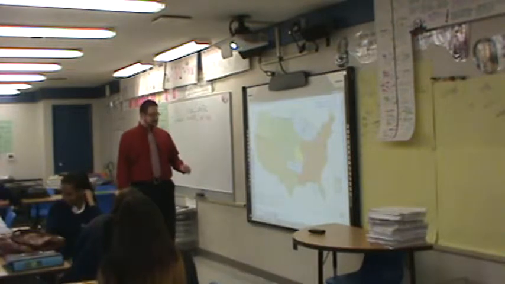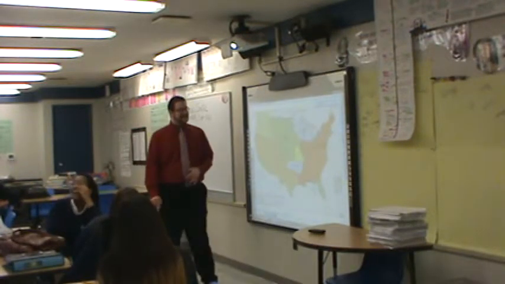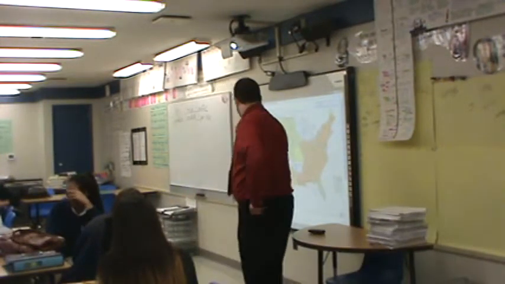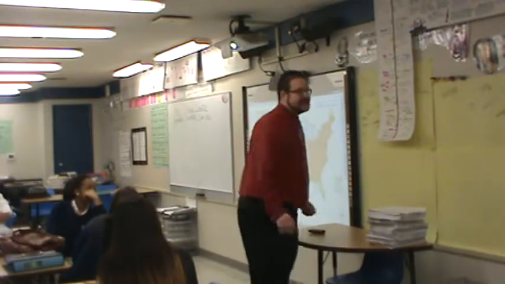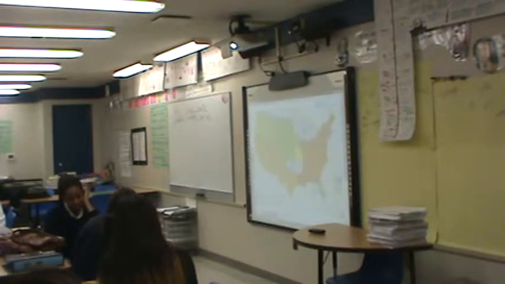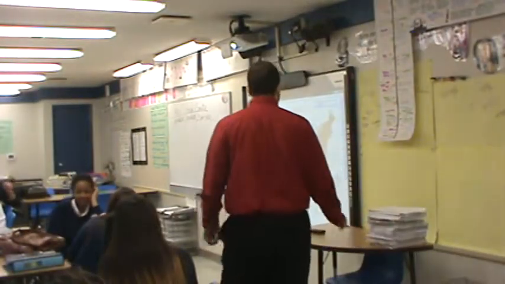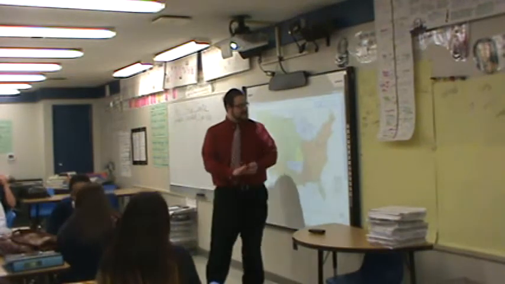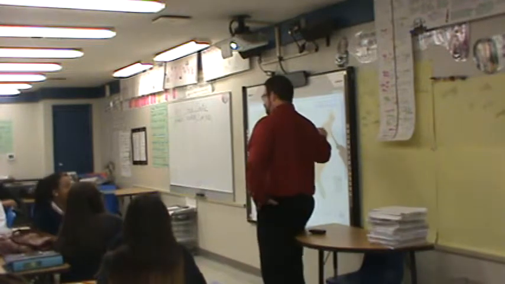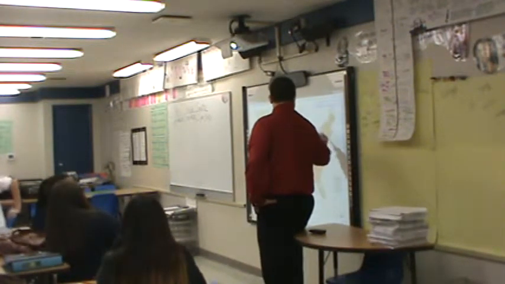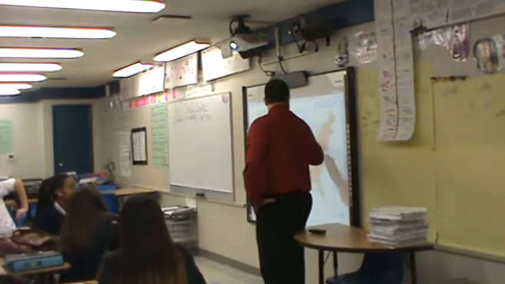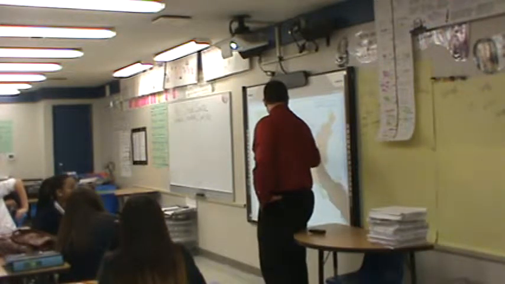All right, let us count. I would like you to count states in the North in the year 1819. Okay, let's look at our map. Let's count. Let's see how good we are. New Hampshire, one. Vermont, two. New York. Massachusetts. Rhode Island, Connecticut. Jersey. Ohio. Indiana. Count them.